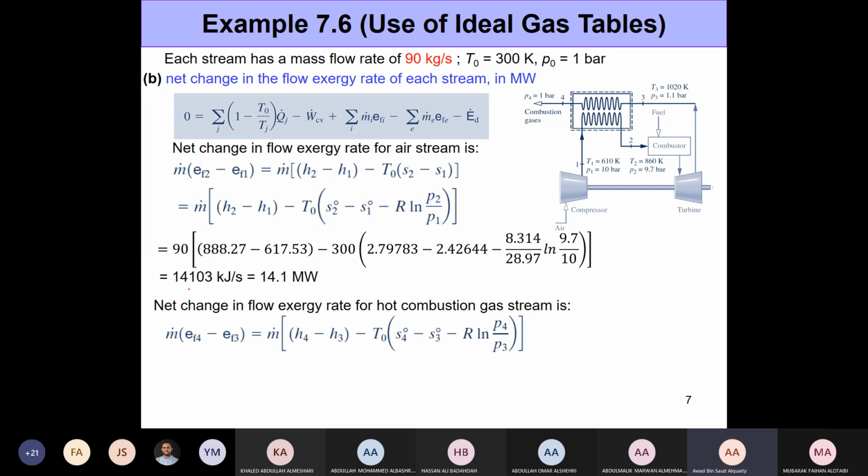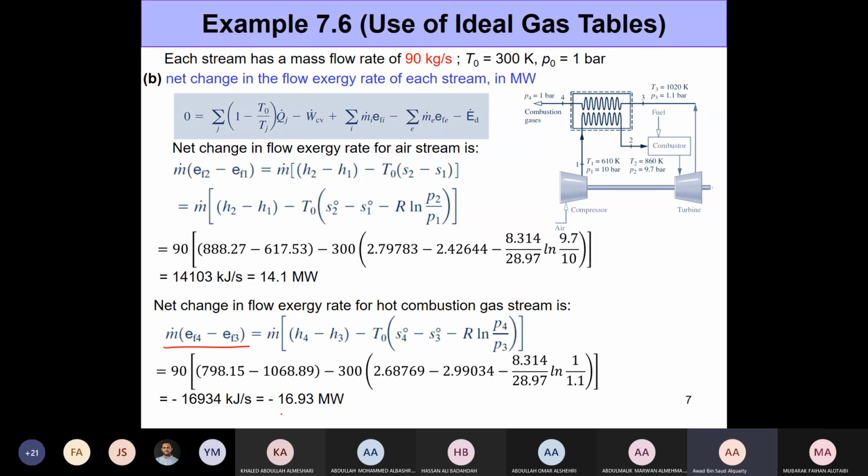Okay, so when you calculate the change in exergy for the hot combustion gases, it's the same formula you need to plug in. We're treating the combustion gases as hot, and we are assuming it to be air. So you just have to use the ideal gas table and plug in the numbers. These are the specific numbers that come up, right? And when you calculate it, it comes out to be 16.93.